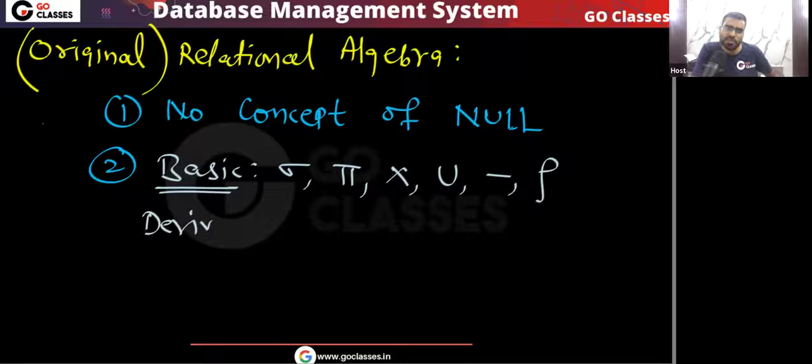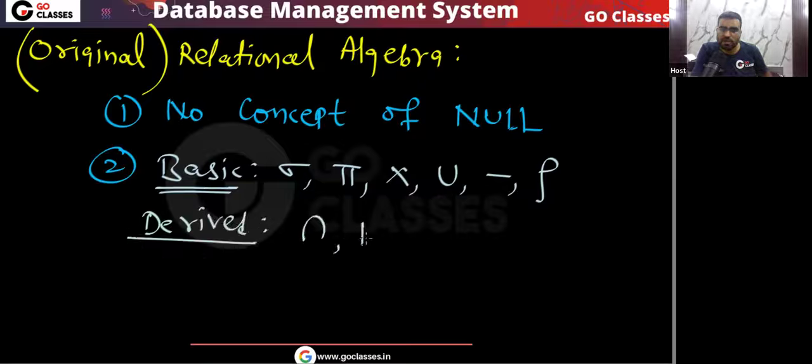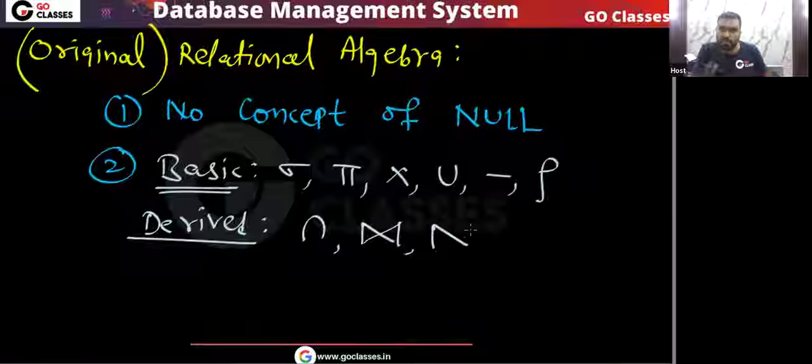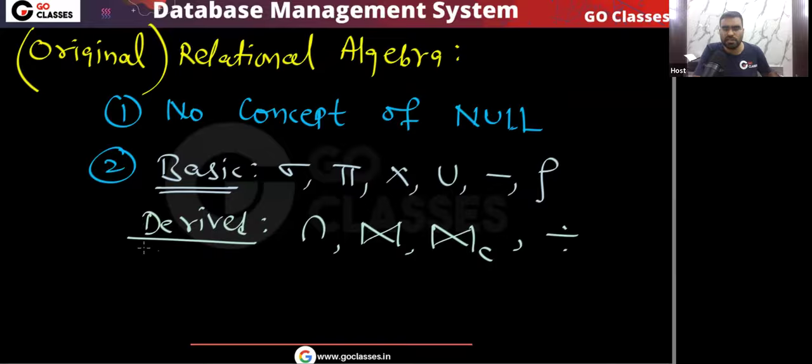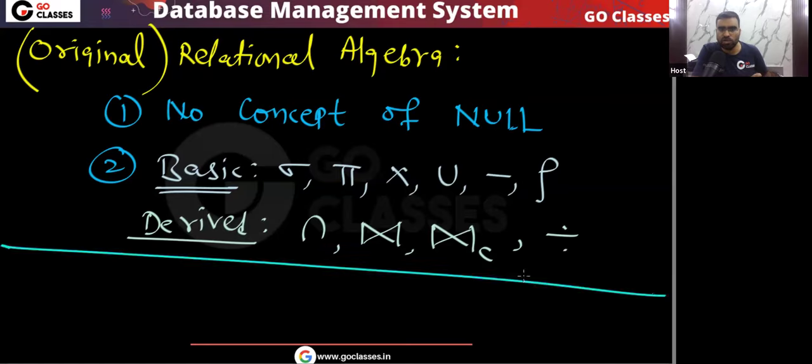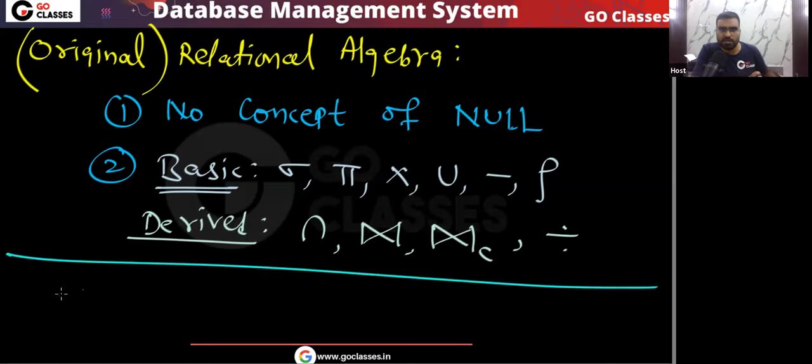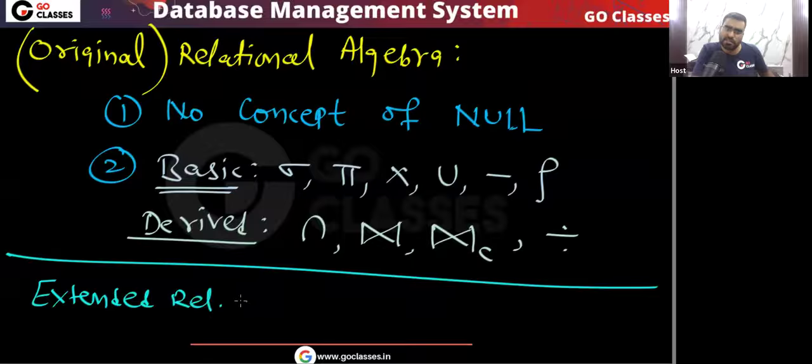And what are the derived operations? The derived operations are intersection, natural join, conditional join, and division. We will study division also. So these are the derived operations. Remember, they are part of original relational algebra. Is this clear? And outer join, what is that? In the extended relational algebra, we have outer join.